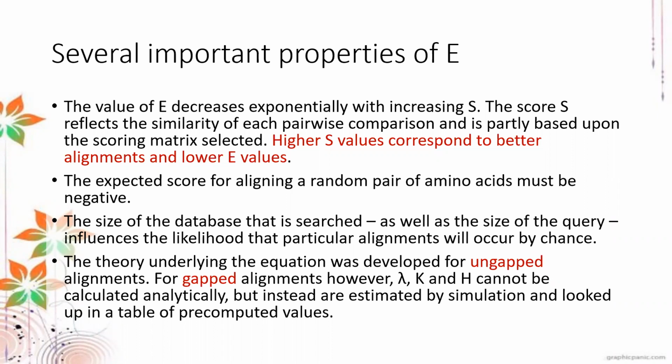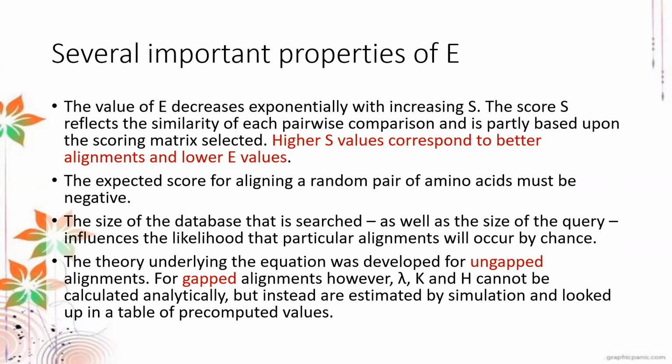Other important properties of E. The value of E decreases exponentially with an increasing S. A greater score, lower E. Because of course, the higher the score you have, the fewer alignments there are that score greater than you. For example, in a class, the higher score you have, the fewer of your classmates have a better score than you, if it's the general class behavior.